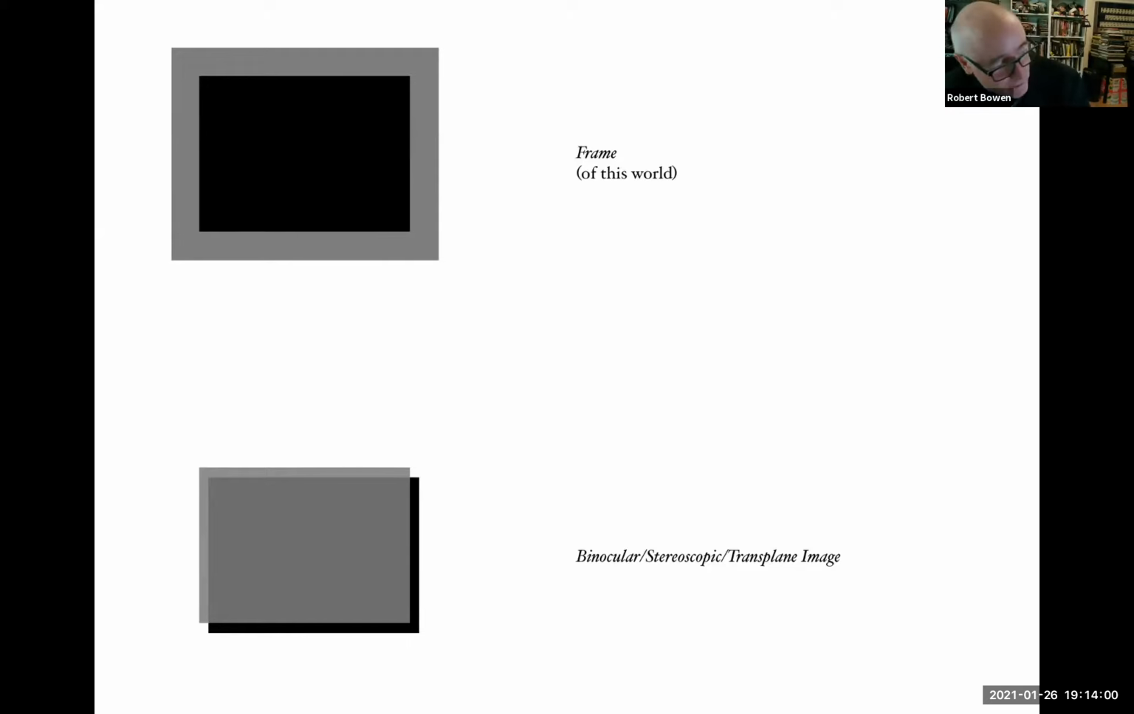Below is a graphic representation of what I'm thinking of as a binocular or stereoscopic image. It's also been called the transplane image. I like the term, but I had some difficulty with it. Jen Schroeder is the writer and art historian who talks about the transplane image. The problem I have is he included sculpture, and it was hard for me to deal with the kinds of media that we work with and sculpture as under the same category.